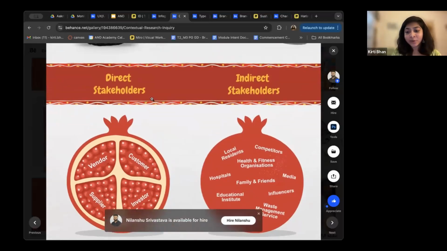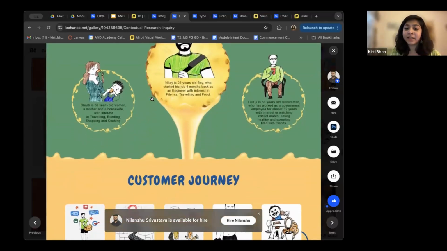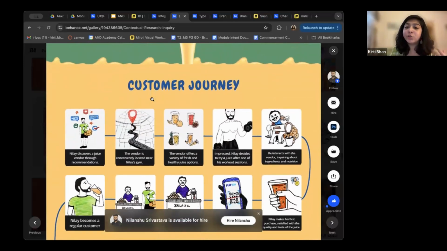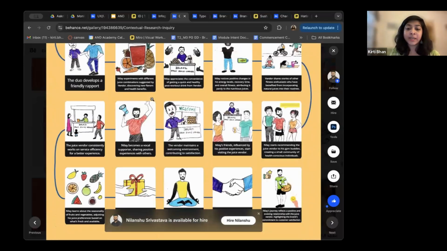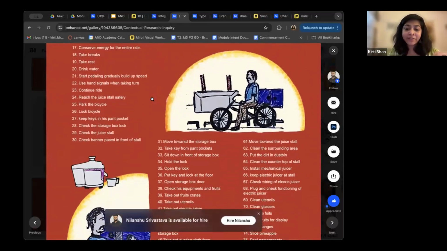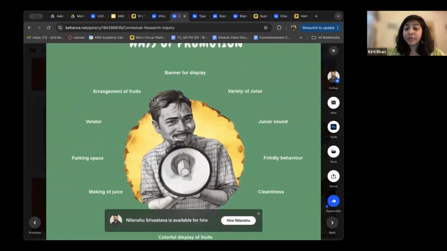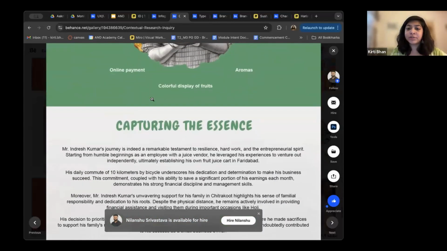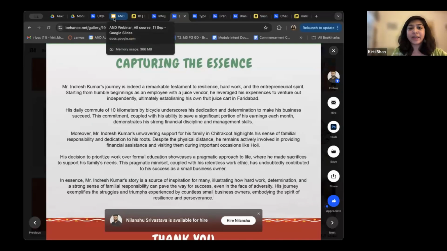Then also talking about stakeholders and segregating them. This is the direct stakeholder, this is the indirect stakeholder, for better clarity. Then the people study, who are the customers, then choosing one and sharing the whole customer journey. So noting that down, it's really detailed. I can't really show the whole detail here. Then how the vendor is promoting, types of promotions, and in the end capturing the whole essence of how everything together comes in and sums it up. Yeah, so this is one extra.